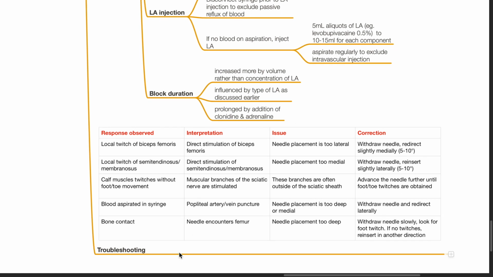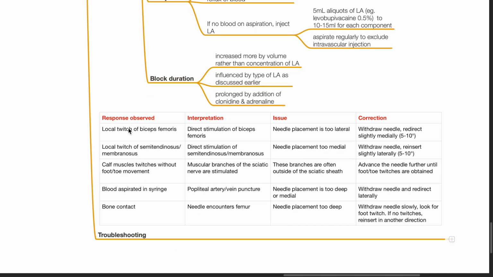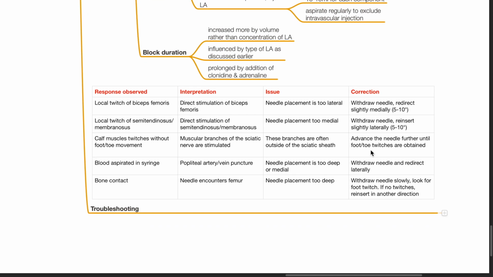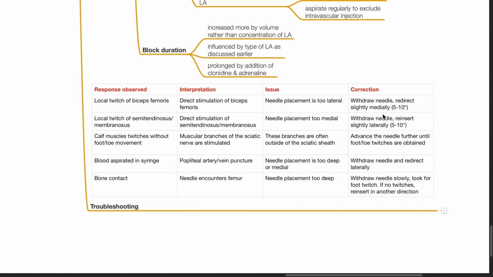Troubleshooting. Response observed: local twitch of biceps femoris. Interpretation: direct stimulation of biceps femoris. Issue: needle placement is too lateral. Correction: withdraw the needle and redirect slightly medially 5 to 10 degrees.